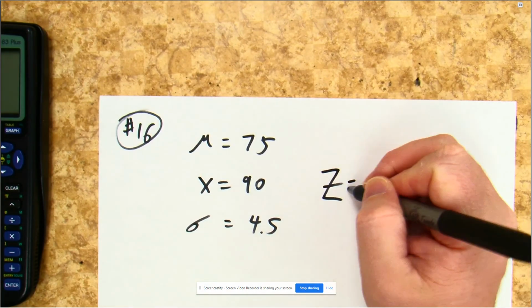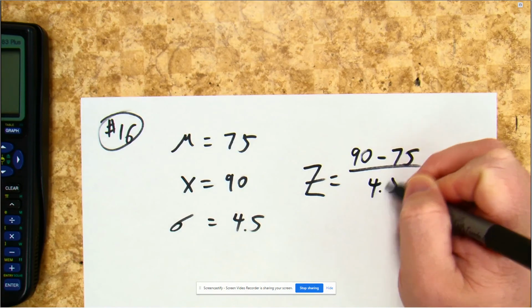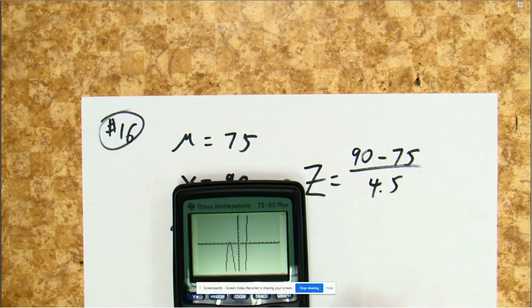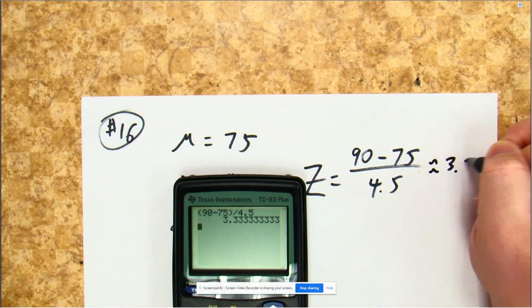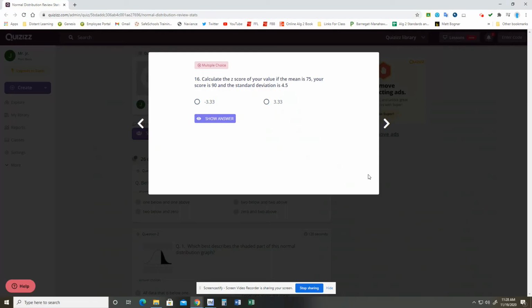Calculating a z-score would be the data point minus the mean divided by the standard deviation, which in this case, again, if you type it in correctly, would be 90 minus 75 divided by 4.5, which is approximately 3.33. Of course, there's a little bit of rounding there, but you can see they only gave you two options, 3.33 being the correct one. Given that your score was above average, your z-score, of course, should be a positive number.